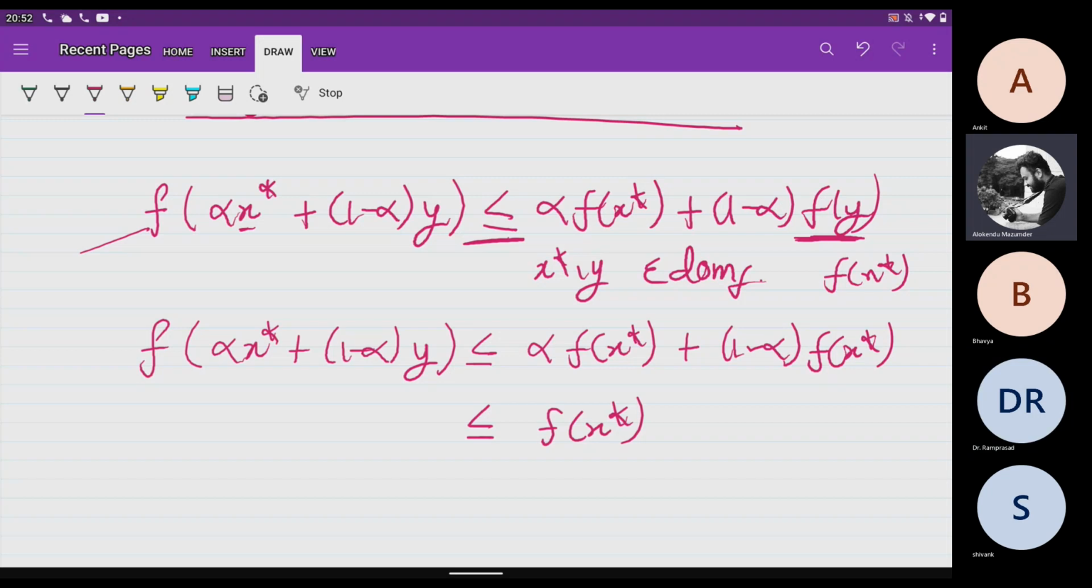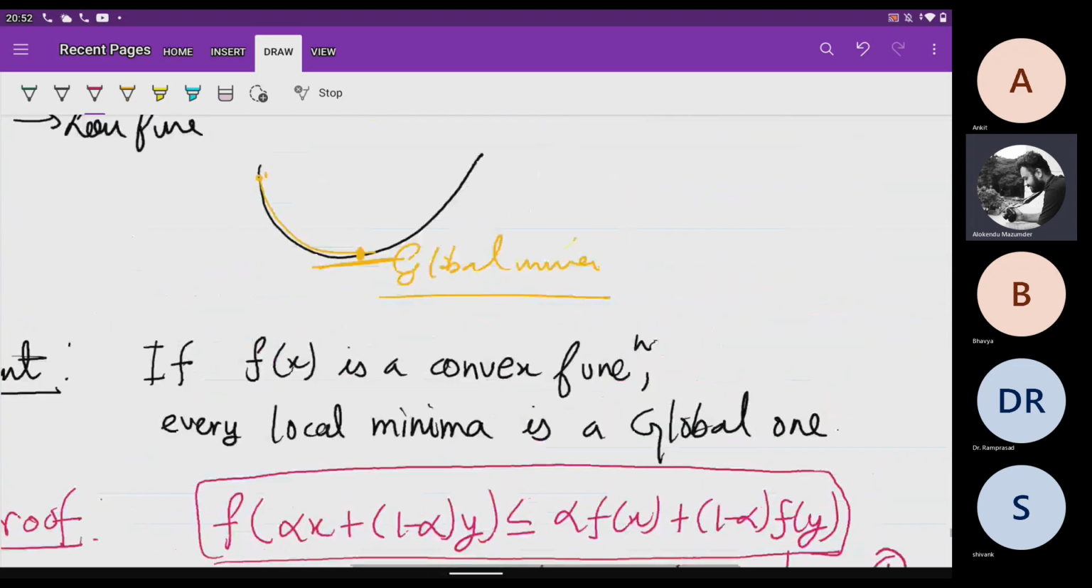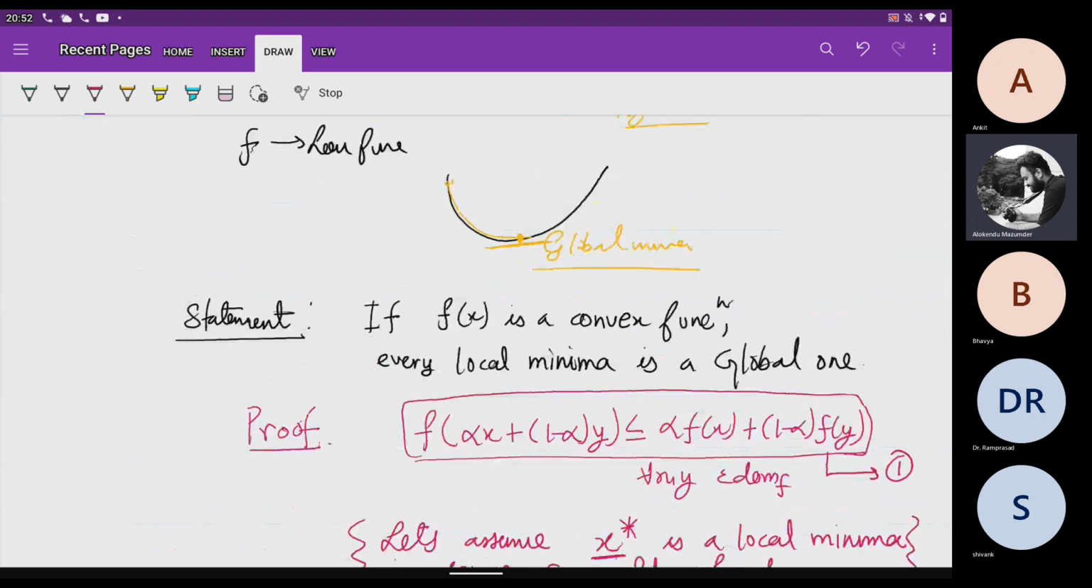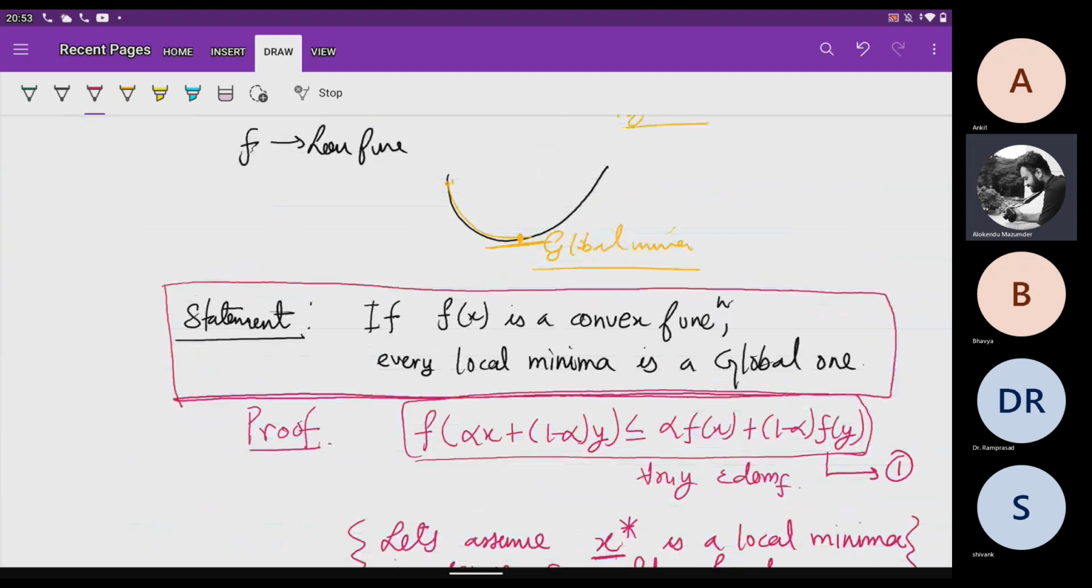Okay, I think I messed up in the proof. Let me come back to this proof at the end of the lecture.